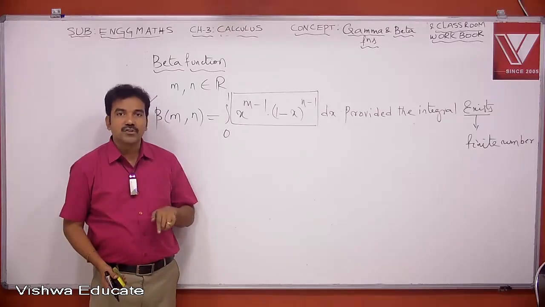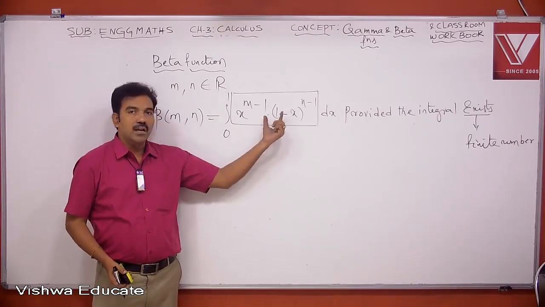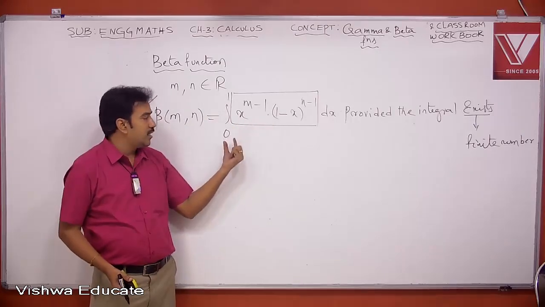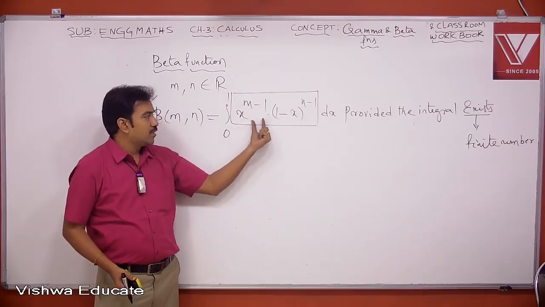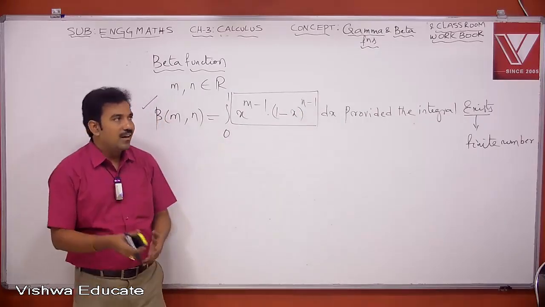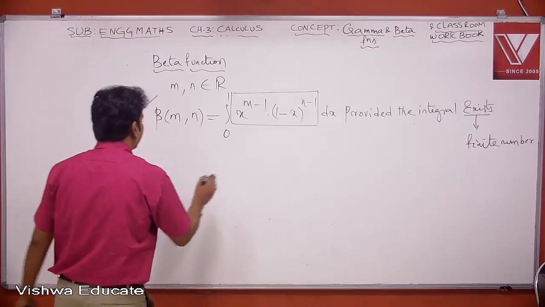Whenever, for certain values of m and n, this integral gives a finite value, then beta of m comma n is denoted by this integral from 0 to 1 of x power m minus 1 into 1 minus x whole power n minus 1 dx. Let us take one sample example.